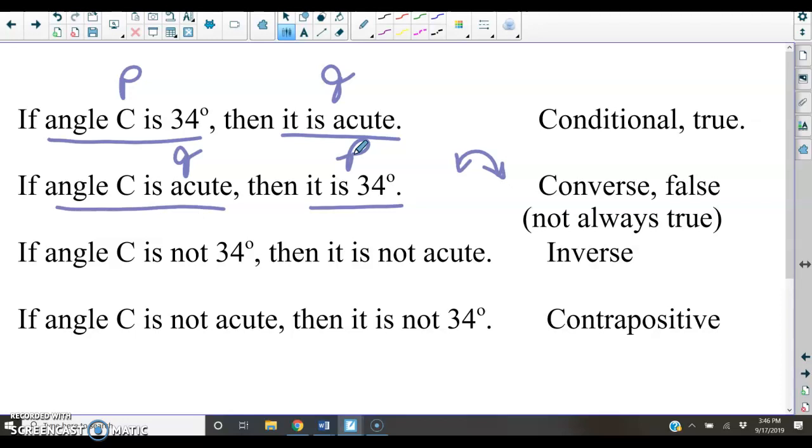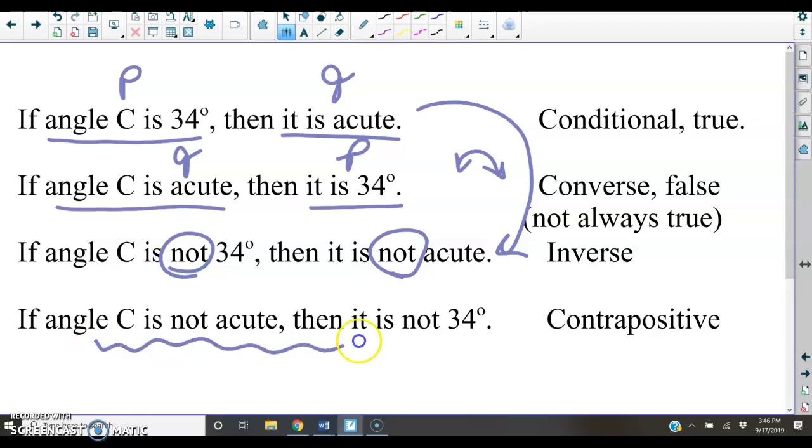The inverse went back to the original. So notice here, it comes back to the original, but it negates both the if part and the then part. And the contrapositive does both. So if an angle is not acute, so this is not Q, that's the symbol for not, then not 34 degrees.